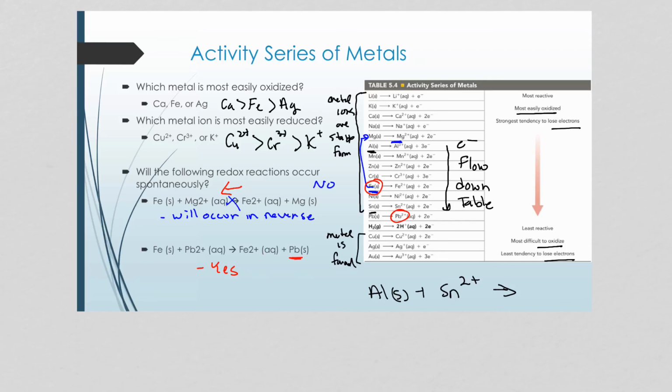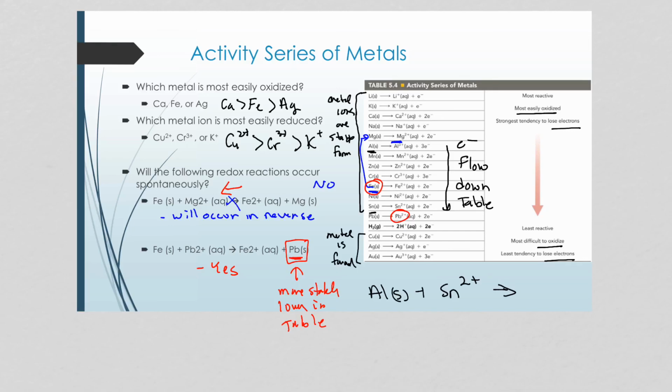Another way to look at this is that the metal that is formed should be more stable, in other words, lower in the table than the metal we started out with. So we started out with iron, we formed lead. That's going to be fine. Up here, we started with iron and formed magnesium. We are not going to form a metal that is more easily oxidized. So that's another way to look at these and see what's going on.